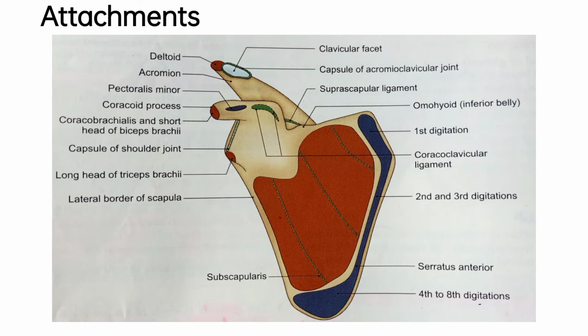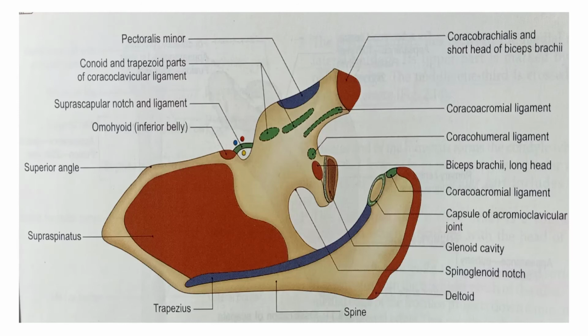Moving further to the transverse ligament. Transverse ligament bridges across the suprascapular notch and converts it into the foramen which transmits the suprascapular nerve. The suprascapular vessels lie above the ligament.